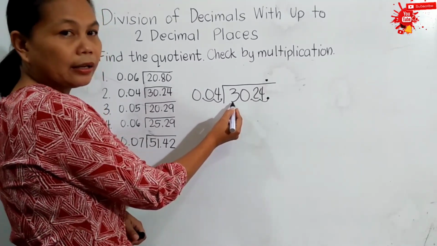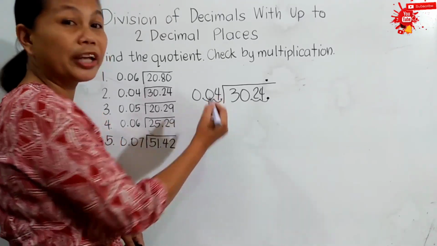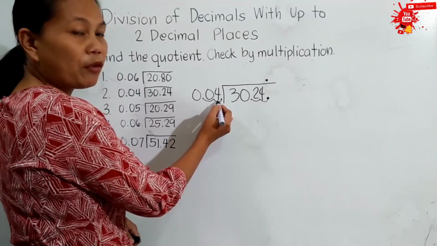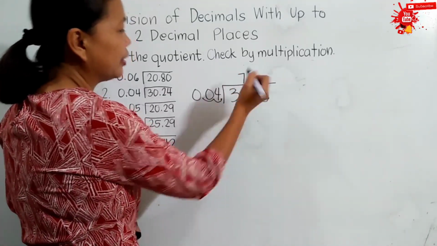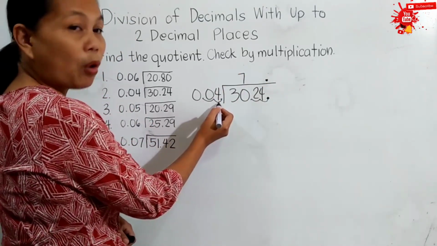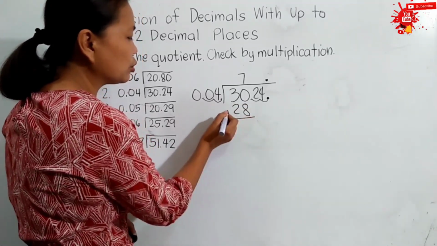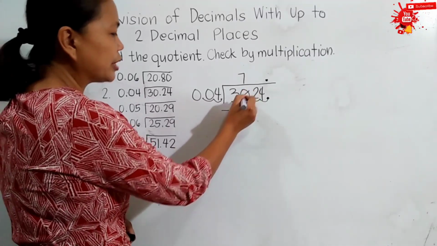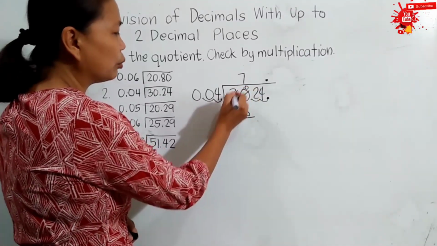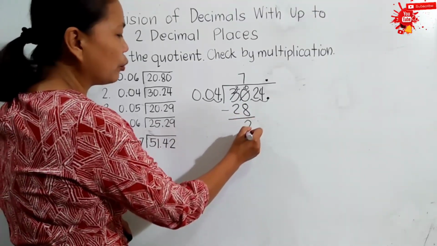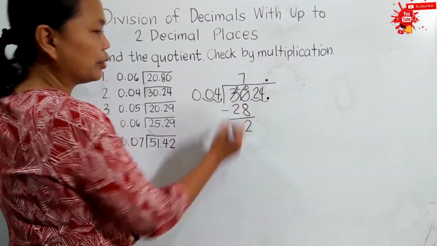Una muna kay 3. So 3 divided by 4, so hindi pwede. Kaya magiging 30. So 30 divided by 4, so 7. And then 7 times 4, we have 28. Tapos isusubtract natin. So itong 0 magiging 10 at itong 3 magiging 2. So 10 minus 8 ay 2. Then 2 minus 2, 0 na.